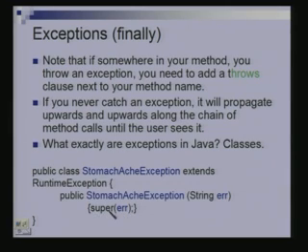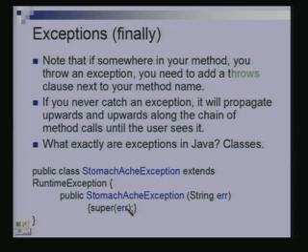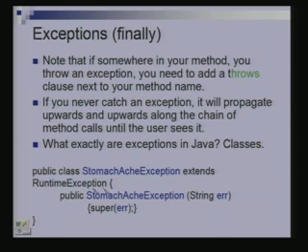What does super mean? It is calling the super class with this parameter then. So, again as I mentioned before, if you never catch an exception, it will propagate upwards along the chain of method calls till it reaches the console. Any questions? What calls the constructor of the parent class? It calls the constructor of the parent class, the class from which this class is getting derived. Since stomachache exception is extending runtime exception, it will call the constructor method for the runtime exception.